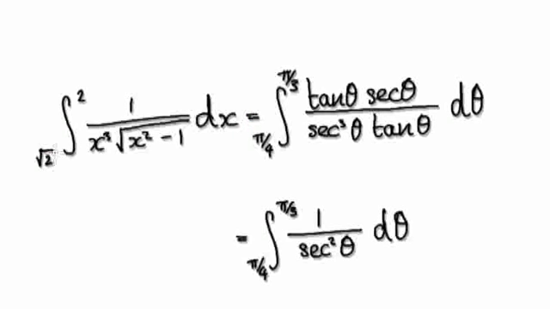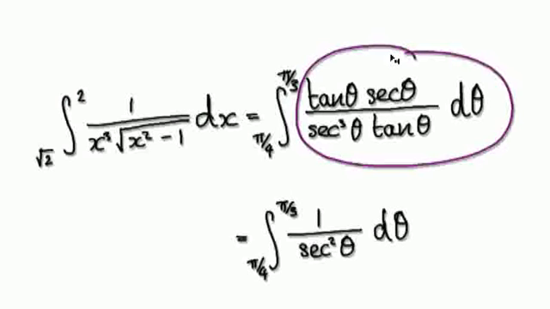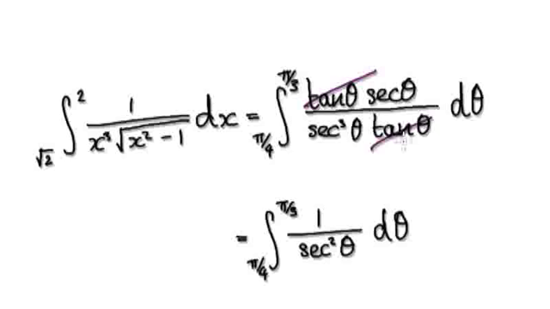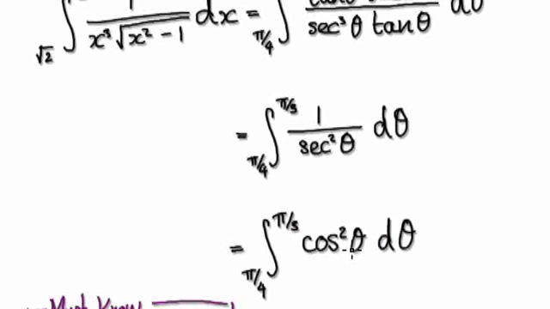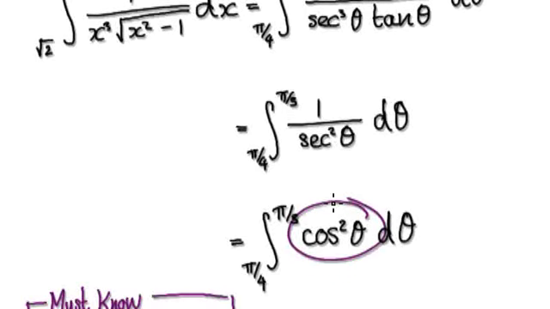So we've just sorted this out, and we've just sorted this out. Earlier we've already done this. So now cancel this and then tidy this up. It will then give you this. Well, 1 over secant squared would be the equivalent of cos squared of theta. So now it's just a matter of integrating this.